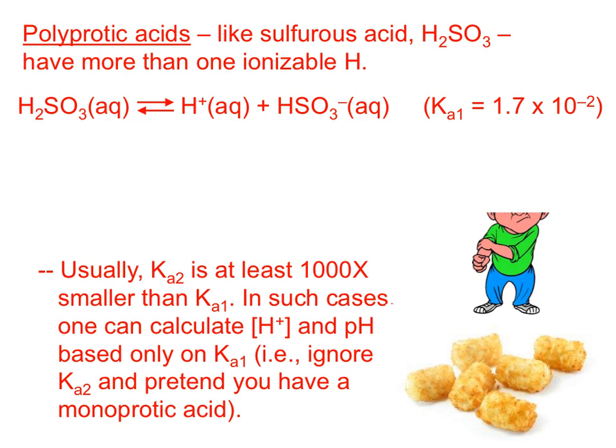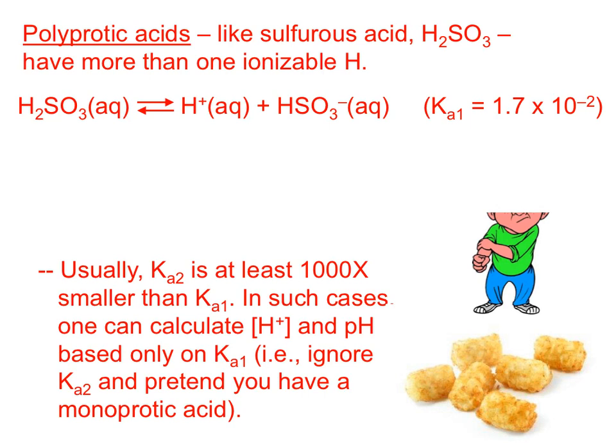So we got to talk about polyprotic acids. Polyprotic acids like sulfurous acid, sulfuric acid, phosphoric acid, phosphorus acid, they have more than one ionizable H. You only lose one at a time. You can't just lose both H's. It's never going to be 2H plus plus SO3 2 minus. You have to lose one at a time, and each one of those gives you a different Ka value.